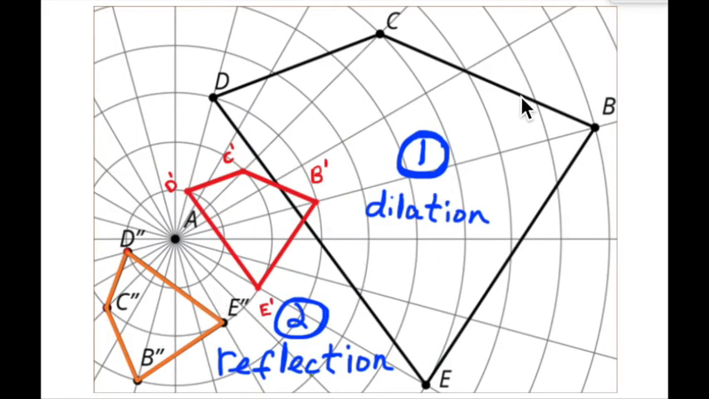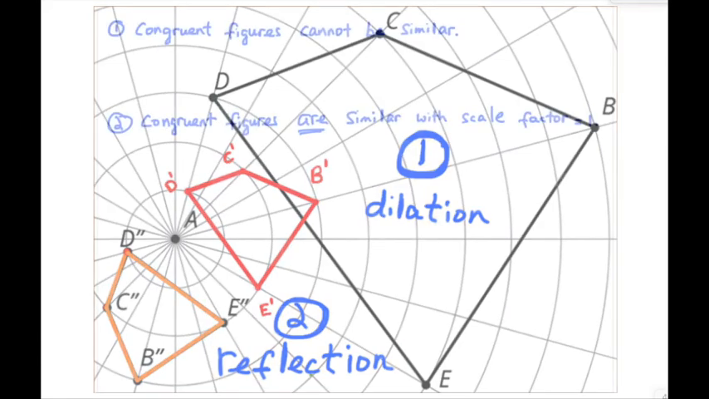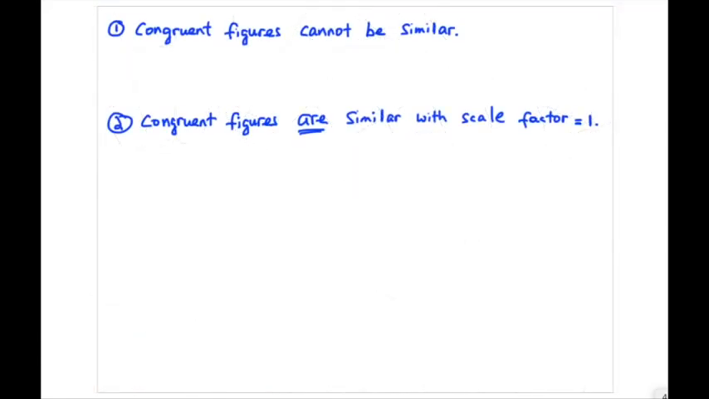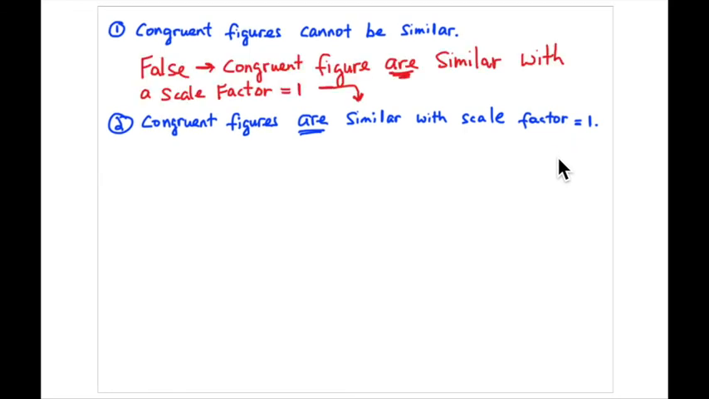All right, so this is problem number 3. This is problem number 4, and for problem number 4 you have 2 statements. One is that congruent figures cannot be similar, and the other statement is congruent figures are similar with a scale factor equal to 1. So number 1 is actually false.